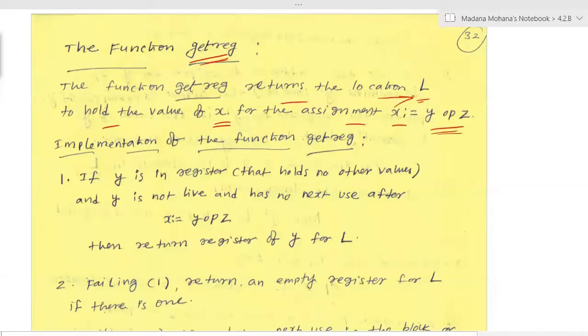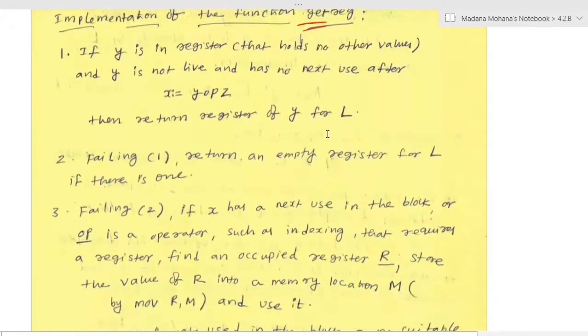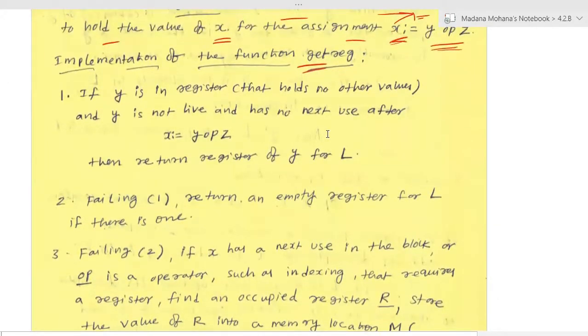It gives the value of X, the left hand side resultant value. Implementation of the function getReg. We have some steps here. If Y is in a register, that holds no other values, and Y is not live and has no next use after the statement X equal to Y OP Z, then return the register of Y for the location L. Simply it returns the register of Y.